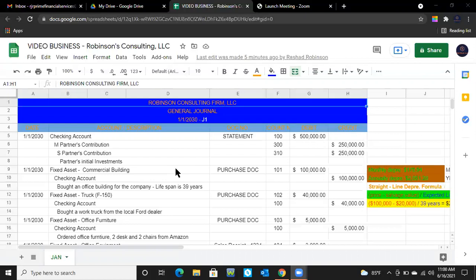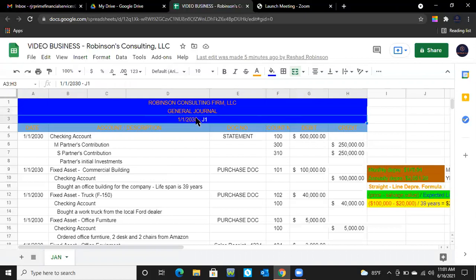So right here, we have the title of the company, we have the title of the statement, and we have the time frame. Usually I like to spread it out because I like to use one sheet per month. So this is just BL January 2030. And the J1 will come into play later when we're creating the general ledger. It makes it all easy when you're looking up information or you're looking up transactions.